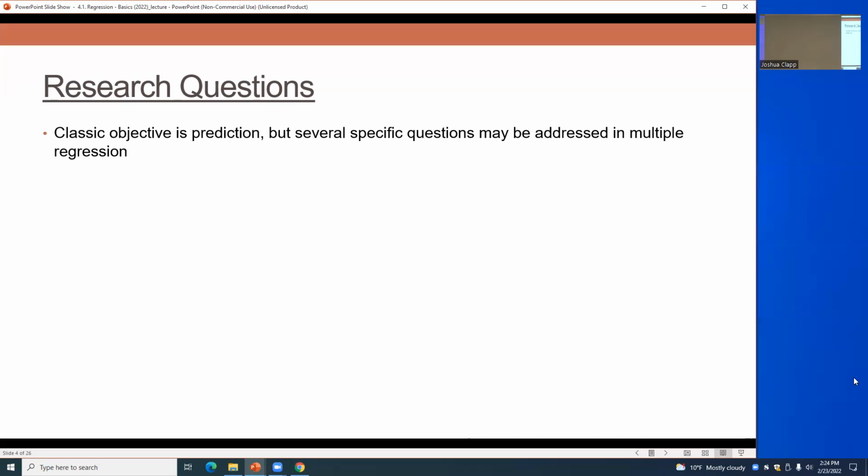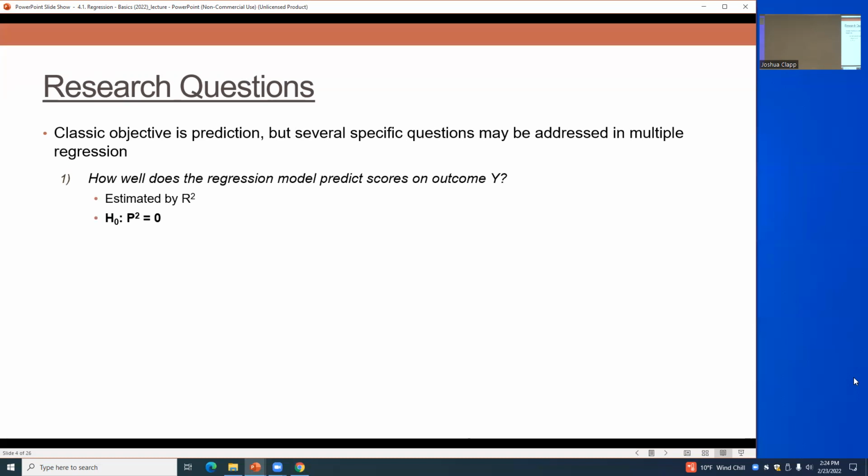But what we've done in the behavioral sciences is hijack that to do a little bit more, to ask some more theory-based questions. There are different things I can answer with my regression model. How well does my regression model predict scores in my outcome? This is our classic prediction purpose, and we're estimating this with my R squared.